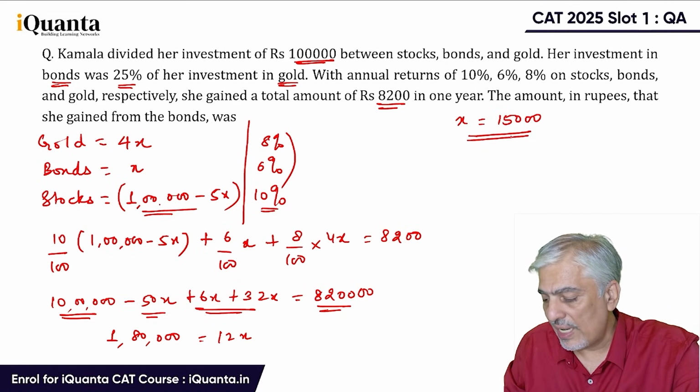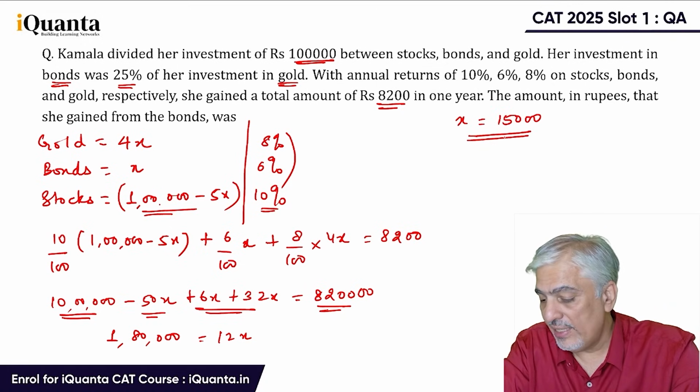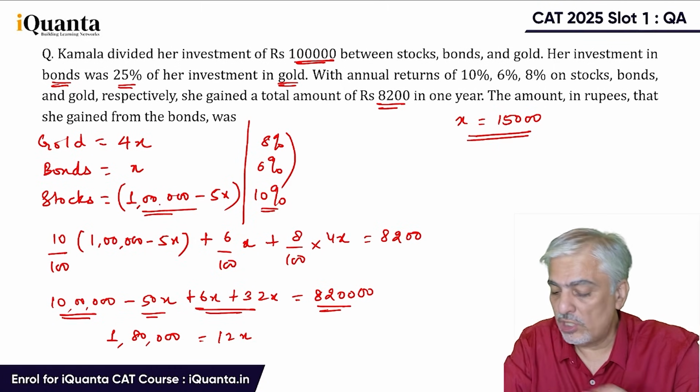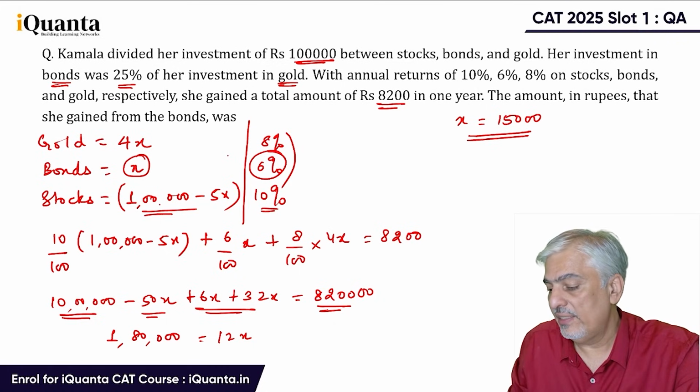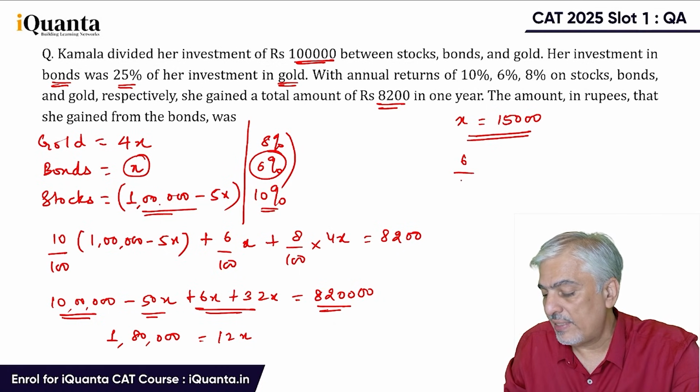Remember, this is not what was asked. Read the question carefully. The amount of rupees she gained from bonds. Bonds was, we got this as 15,000, but 6% of that. So we want to find only 6% of 15,000. 2 zeros cut out. Answer would be 900 rupees.